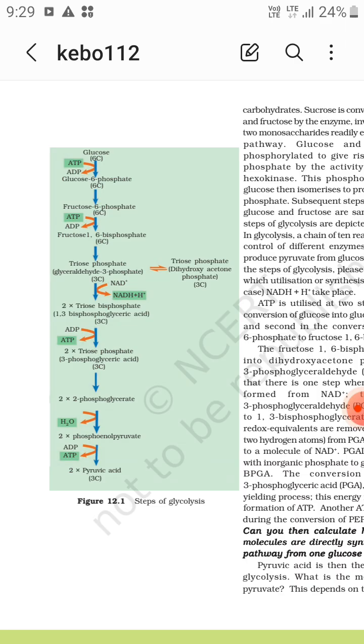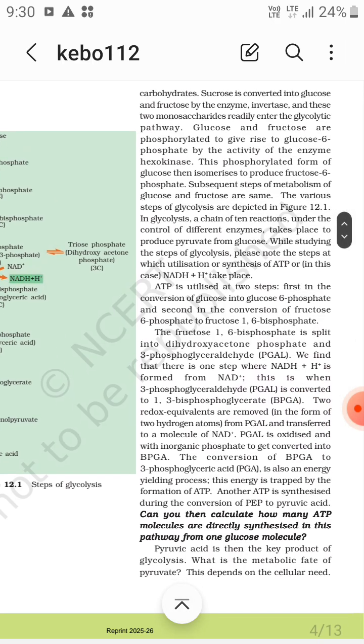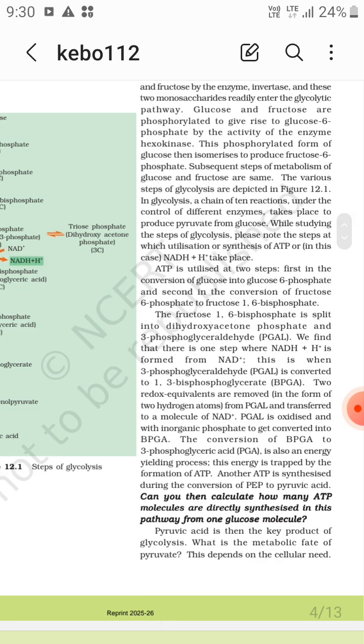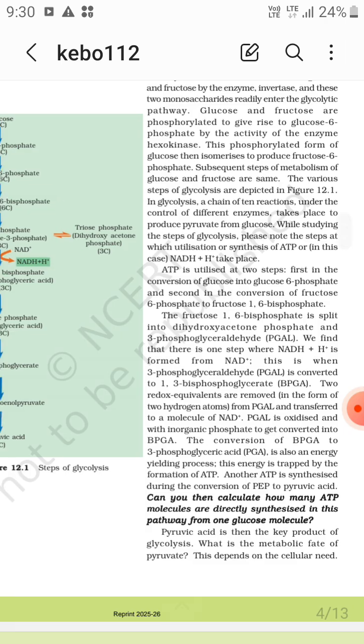So the next step: glucose into glucose 6-phosphate, ATP is used. Then glucose 6-phosphate to fructose 6-phosphate, that is by isomerase. Now fructose 6-phosphate to fructose 1,6-bisphosphate, another phosphorus is added, so ATP is utilized. So this is how it goes. Now the fructose 1,6-bisphosphate is split into dihydroxyacetone phosphate and 3-phosphoglyceraldehyde, PGAL.